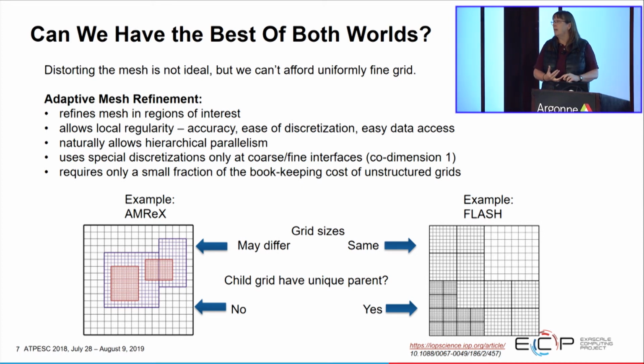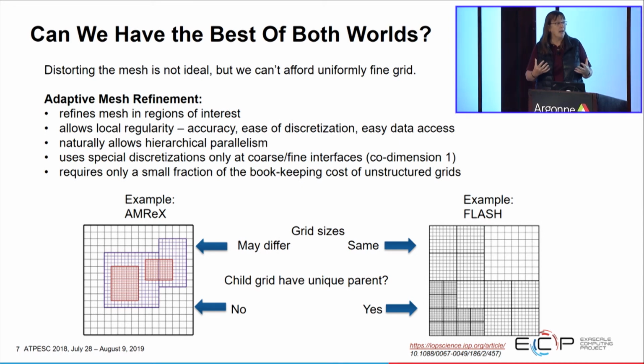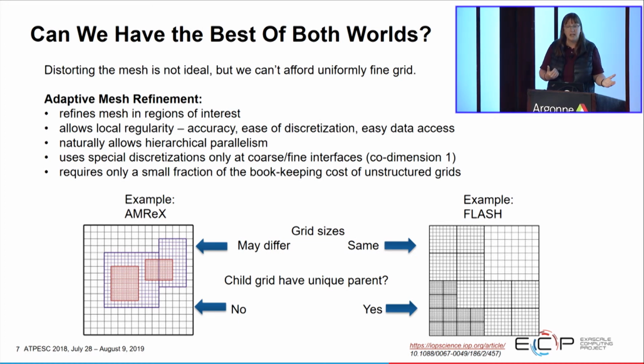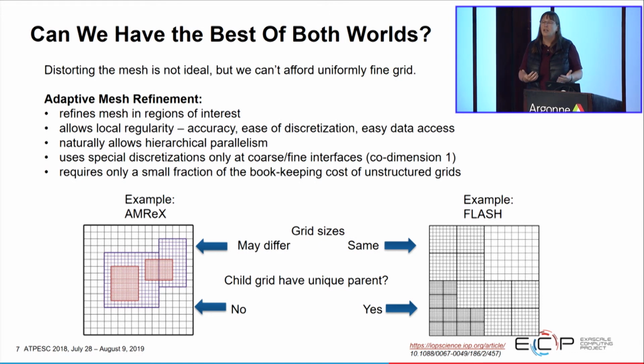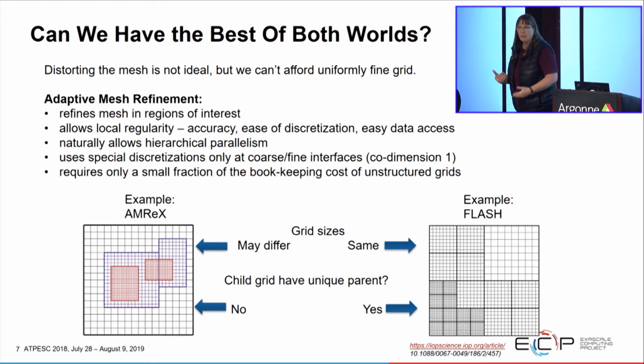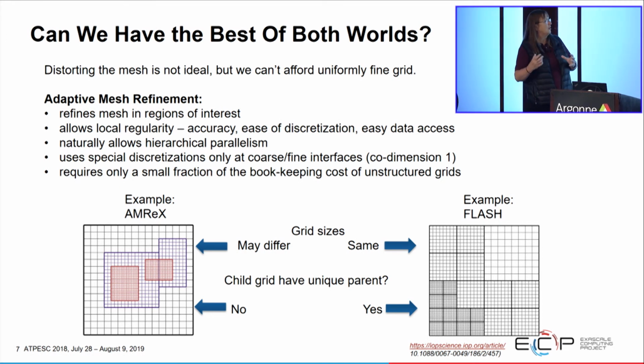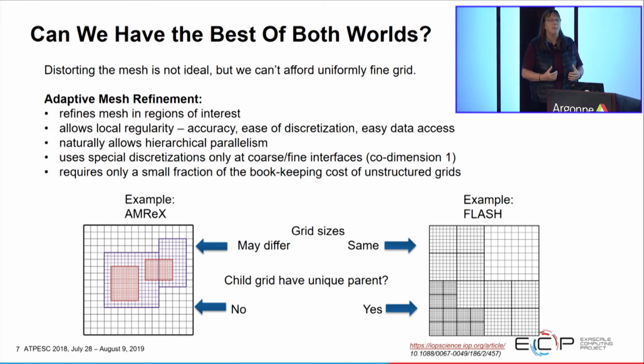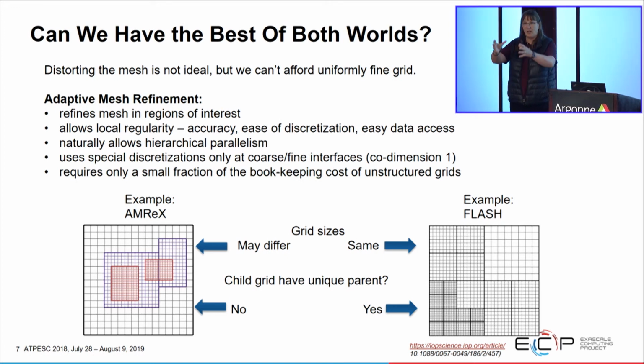This local regularity is great for passing data to GPUs, for example. It's locally structured. You've got really good access patterns. It's got easy discretization. It naturally allows this hierarchical parallelism. For example, MPI plus OpenMP, you say I'll distribute grids to MPI processes, and then within the grid, maybe I'll use OpenMP on tiles. Maybe I'll send that whole block to a GPU.